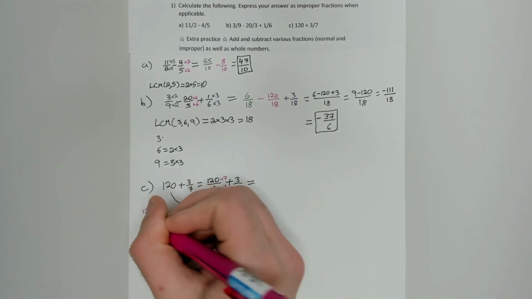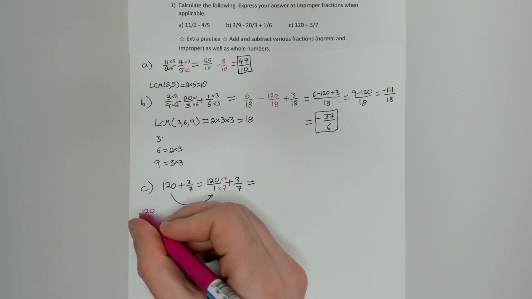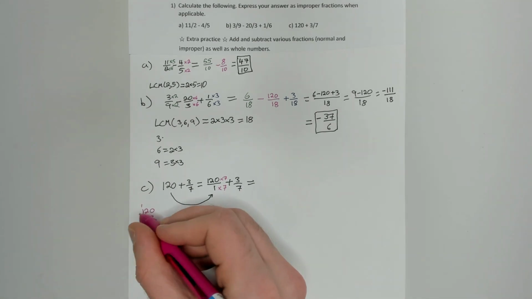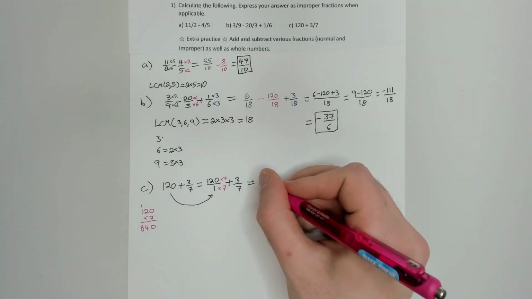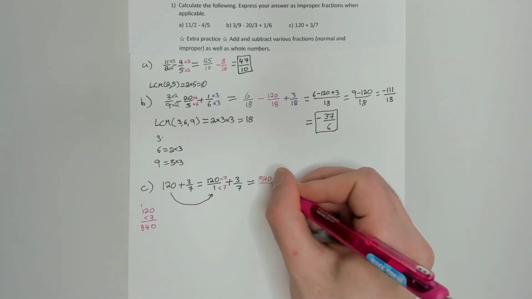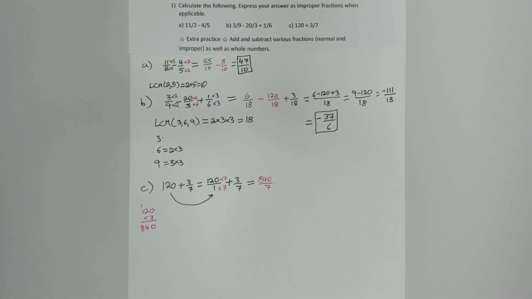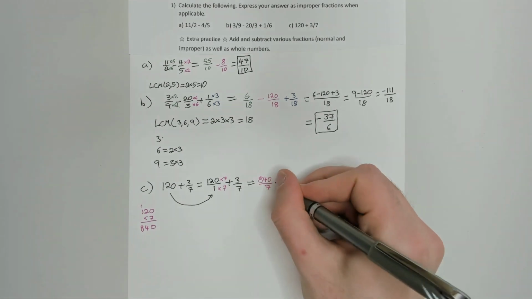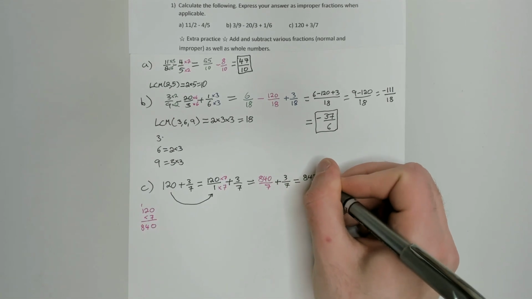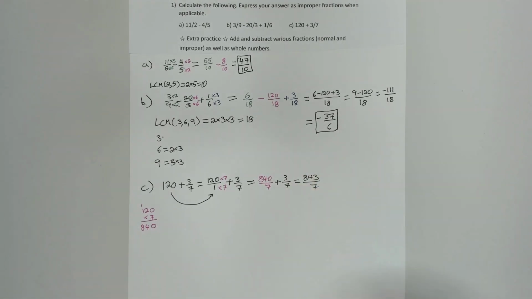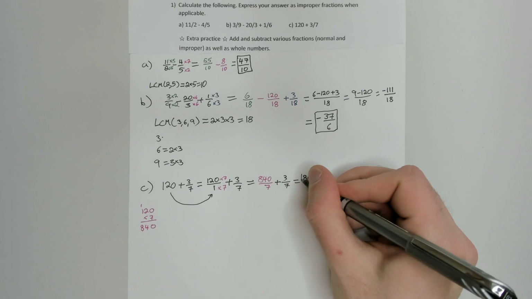So 7 times 0 is 0, 7 times 2 is 14, bring the carry of a 1 up there, and 7 times 1 is 7, plus that carry gives us 840. So we're going to get 840 over 7, and then we're adding it to 3 over 7. So in total this becomes 843 over 7, and you can check, but that's going to be simplified.